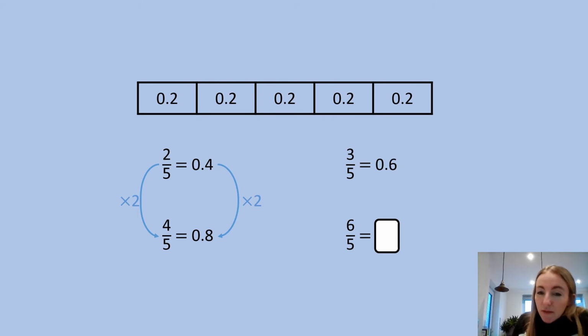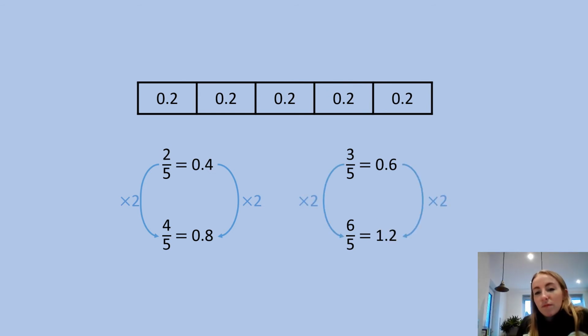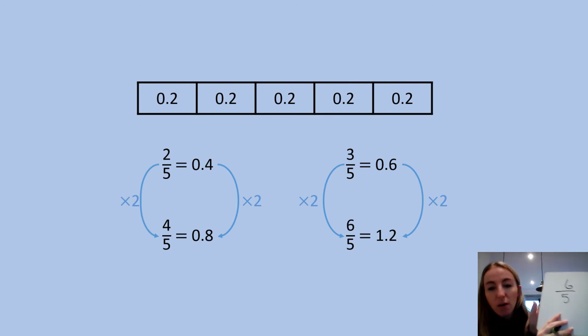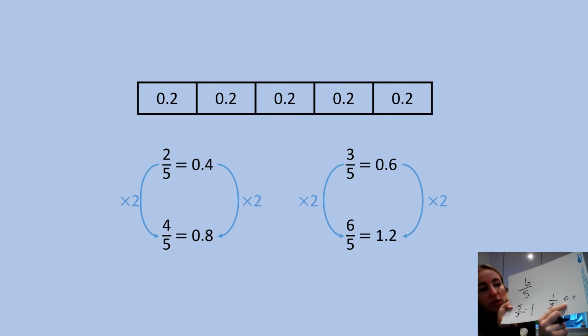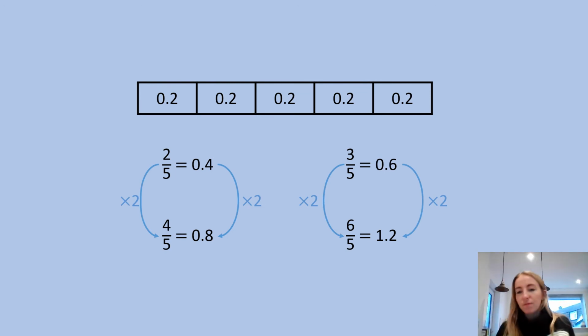And then to get from 3/5 to 6/5, you are just going to multiply by 2. So 0.6 multiplied by 2 is 1.2. Now we've got a whole number here because we've now got more than 5/5. Okay, so we've now got more than a whole. So we know that 5/5 makes one whole, and then we've got 1/5 left, which is 0.2. So 1 whole add 0.2 would be 1.2.